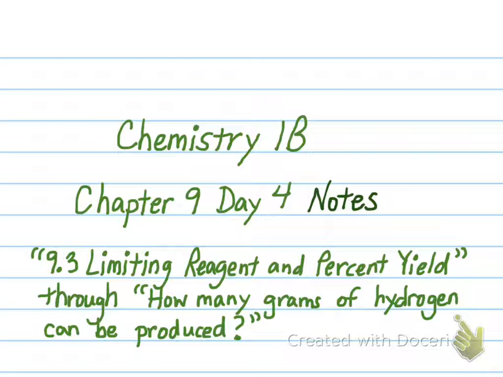We're going to start with 9.3, your limiting reagent and percent yield, and we are basically going to stop before we get to percent yield today. Again, just kind of a reminder of things you need to have as we're getting started here.